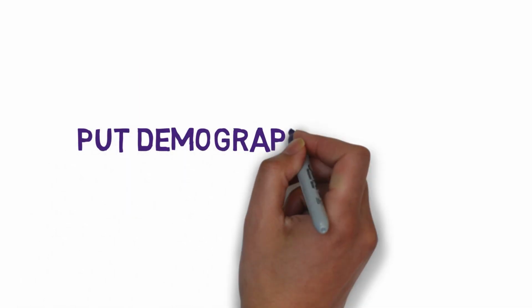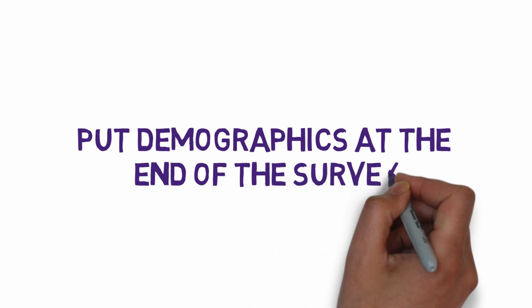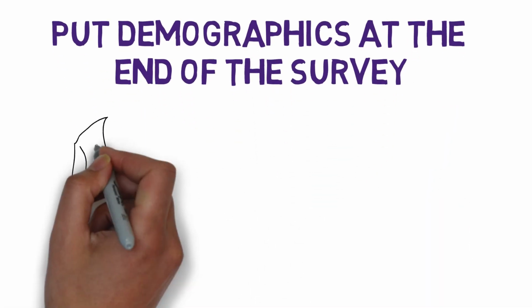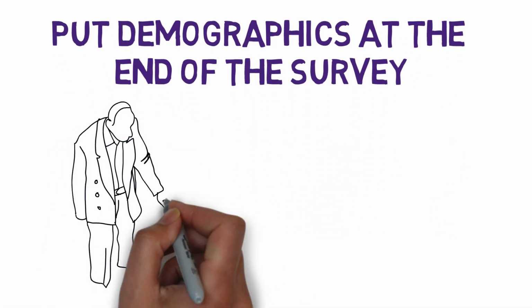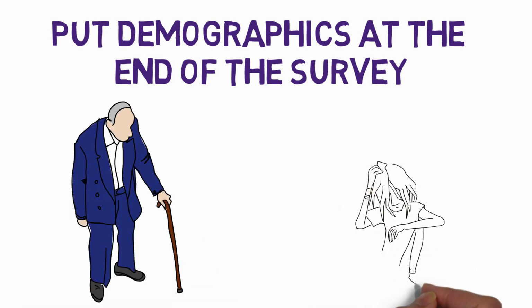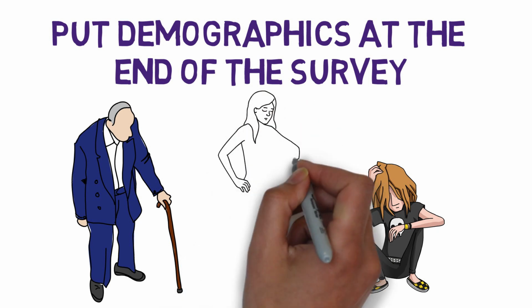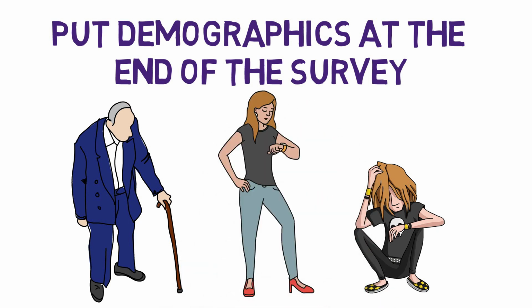Number one, put the demographics at the end of the survey. Don't start the survey asking people how old they are. Put all of those questions at the end. That way, people will have become comfortable providing the information that you have asked for all along, and they are much more likely to tell you their personal demographics, such as their age.